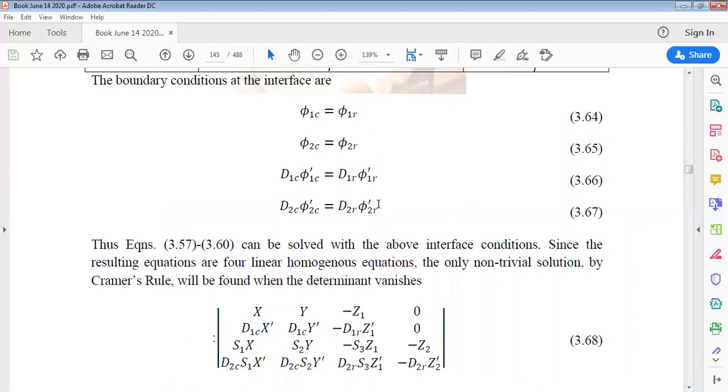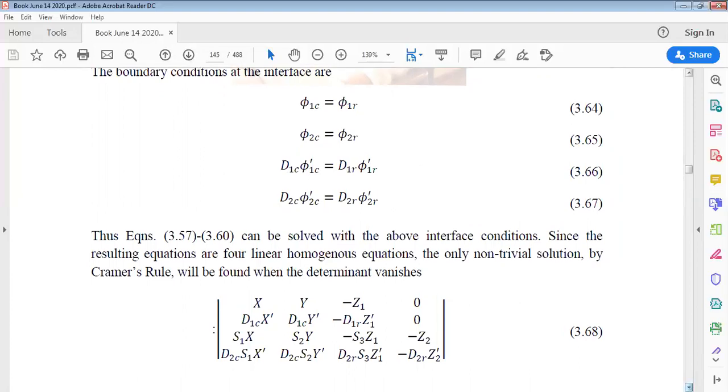You've got current continuity at the interface, so Fick's law, D1. If you really want, you can put a minus sign here and a minus sign here, because Fick's law is minus D grad phi. So the minus minus cancel out, so you get continuity of D1 phi prime at the core and at the reflector. So 364, 65, 66, and 67 are four boundary conditions, interface conditions.